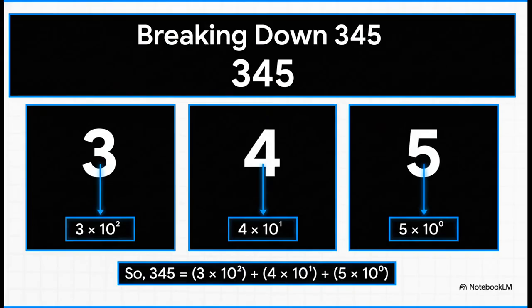Okay, let's take a number like 345. It's not just a 3, a 4, and a 5 hanging out together. Each one has a job to do based on its position. The 5 is in the ones place. That's 10 to the power of 0. The 4 is in the tens place, and the 3 is in the hundreds place. You add up what each of those positions is worth, and voila, you get 345.